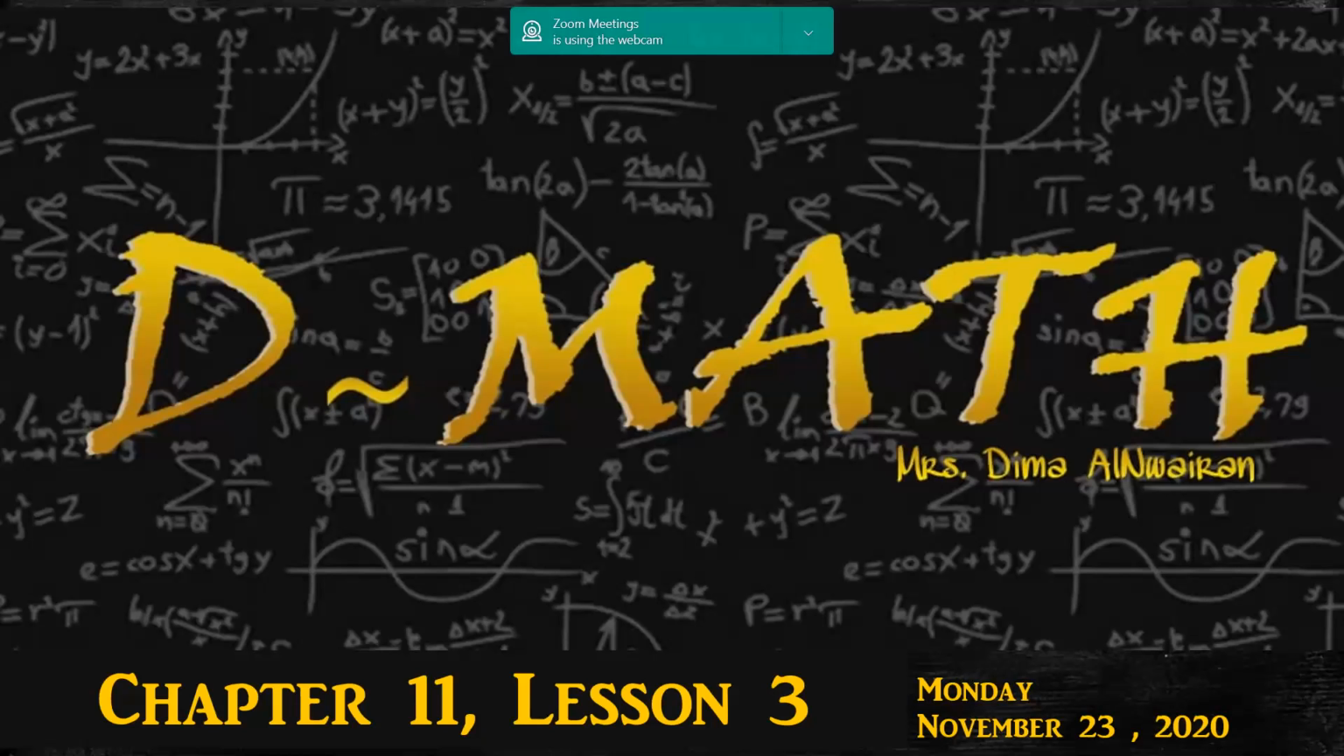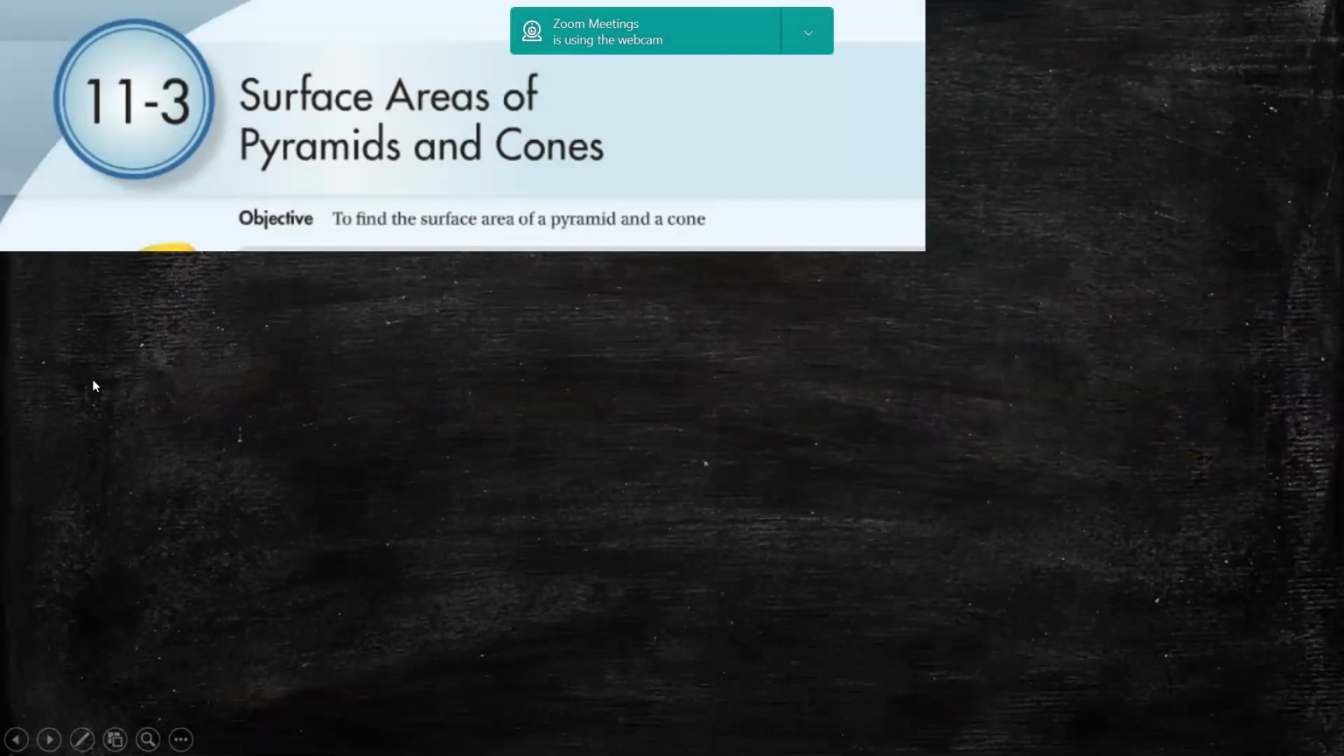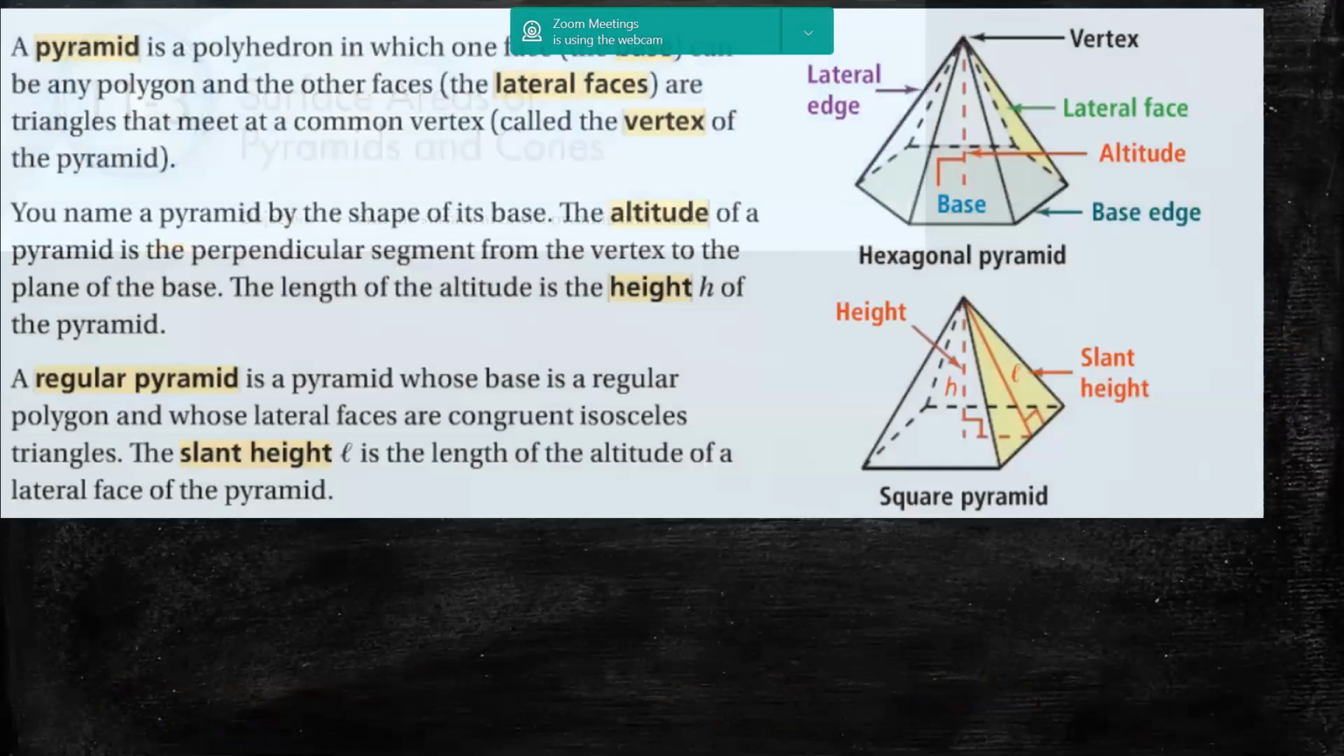Today we will start with chapter 11, lesson 3, which is talking about surface areas of pyramids and cones. We will learn how we can find the surface area of the pyramid and the cone. Now let's start with the pyramid.